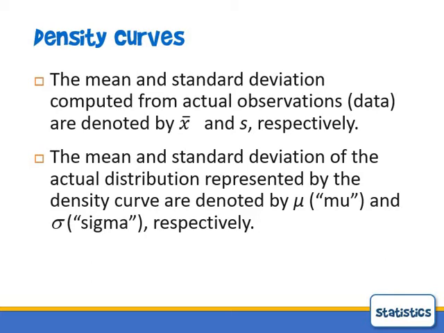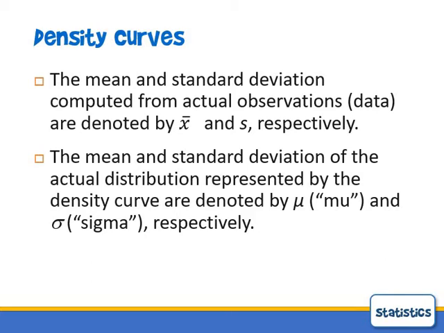Some notation. We are starting to make this leap toward inferential statistics, and we need different symbols for our statistics versus our parameters, where statistics are values taken from a sample, and parameters are values for the actual population. Most books and most people use a pretty standard notation. When you're talking about the sample, the actual observations, we use x bar for the mean and s for the standard deviation. When you're talking about a population represented by a density curve, we use mu, the lowercase Greek letter mu, for the mean, and sigma, a lowercase Greek sigma, for the population standard deviation.